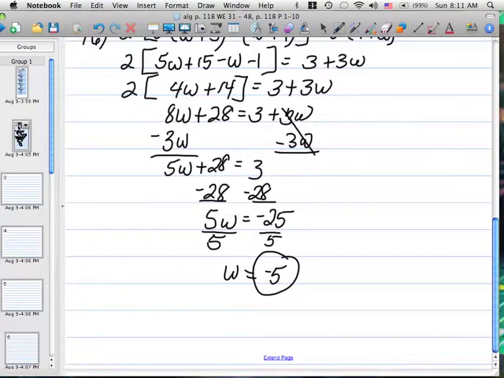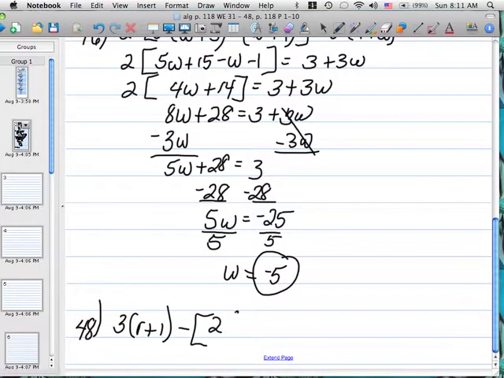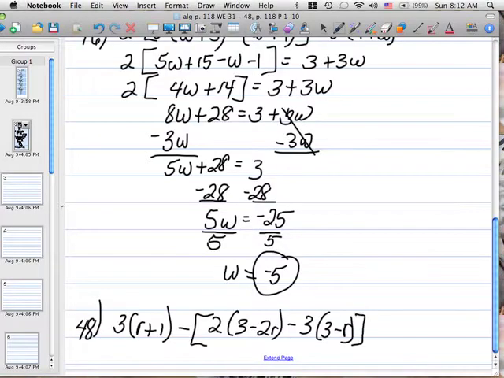And the last problem, 48. 3 times the quantity r plus 1 minus brackets 2 times parentheses 3 minus 2r parentheses minus 3 times parentheses 3 minus r. Try to keep everything on the left, right, really tiny. Equals 2 times the quantity r plus 5 minus 4.